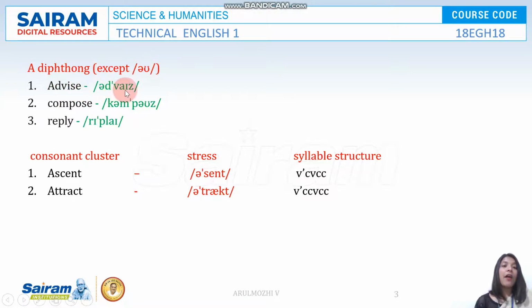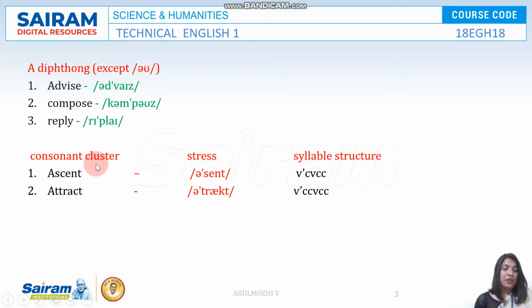Advice. Here, I is a diphthong. What is a diphthong? A diphthong is a combination of two vowel sounds. So here, I is a diphthong, so the second syllable is stressed. Compose. Here the second syllable is stressed. Reply. Here again, I is a diphthong, so the second syllable is stressed.